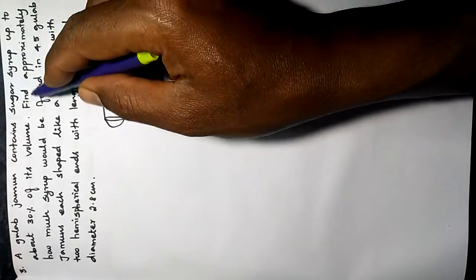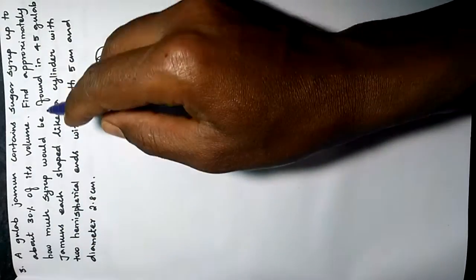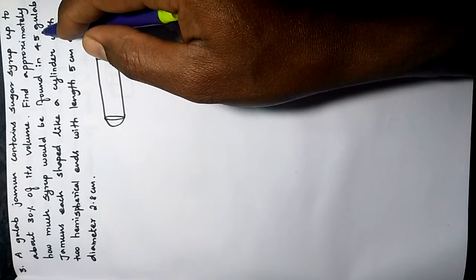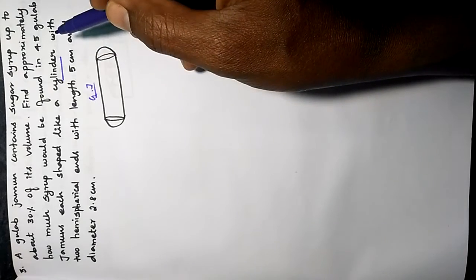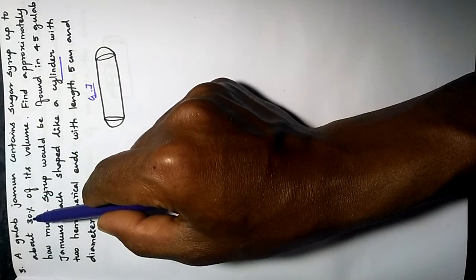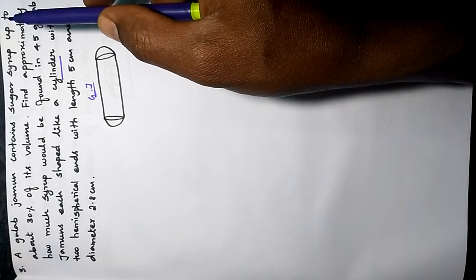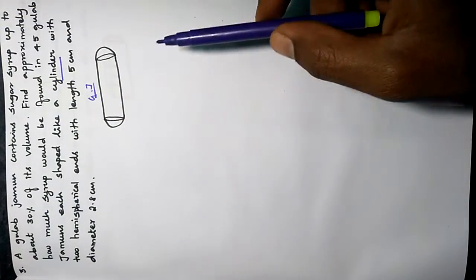Okay, then find approximately how much syrup would be found in 45 gulab jamuns, each shaped like a cylinder with 2 hemispherical ends. So this is the gulab jamun, right? We have to calculate in 45 gulab jamuns how much syrup there will be. One gulab jamun has 30% syrup, so in 45 gulab jamuns how much syrup will there be. Okay, first let us calculate the 45 gulab jamun volume. In that volume 30% we can take it easily.